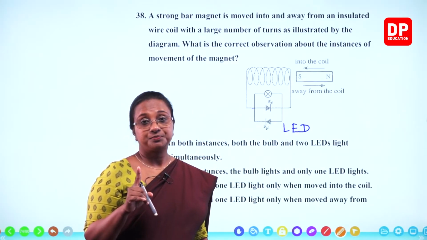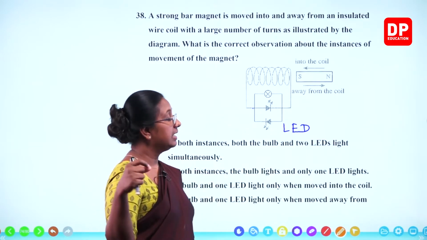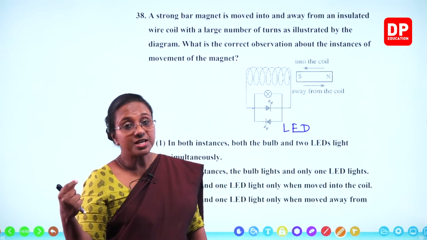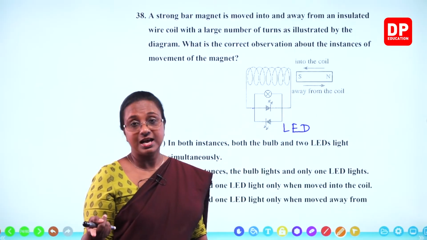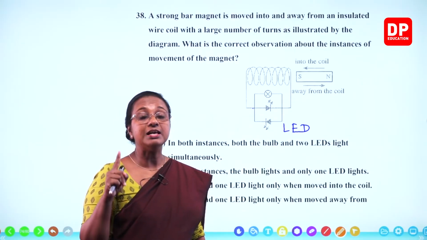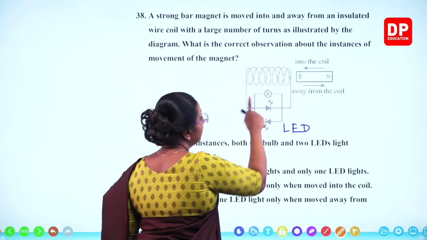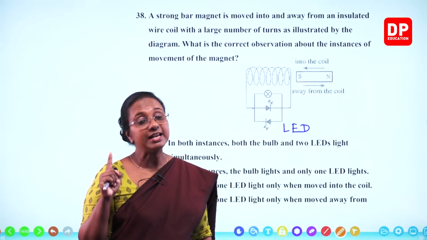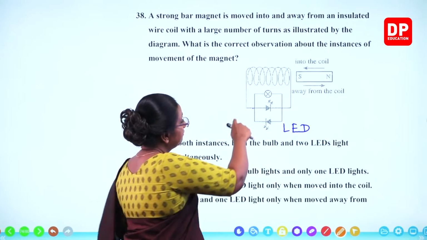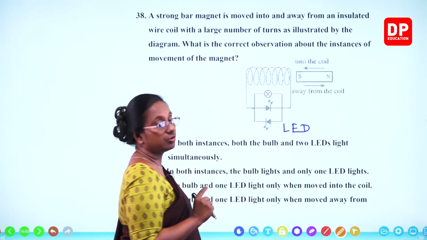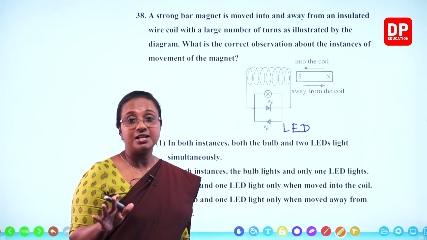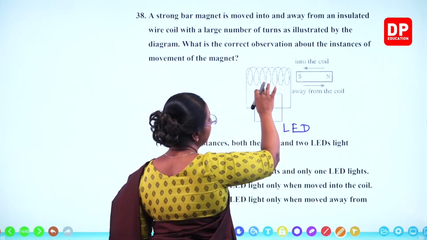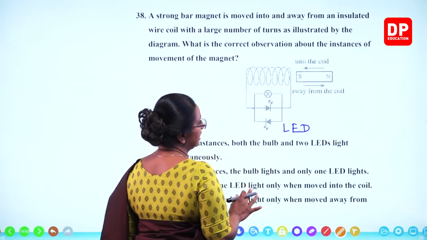Is that clear, students? So, when you do the opposite movements, with the magnet going into the coil, one LED will light. When the magnet comes out of the coil, the other LED will light because the direction of current flow will change. But the bulb, irrespective of the direction of the current flow, will light, because current can flow in this direction and this direction through the bulb. Therefore, whenever there is a current flow, the bulb will light. So, when we move the magnet into the coil, current flows, and the bulb and one LED will light.